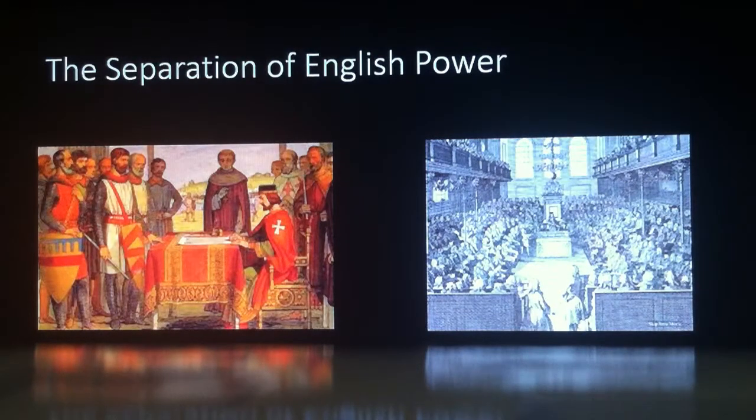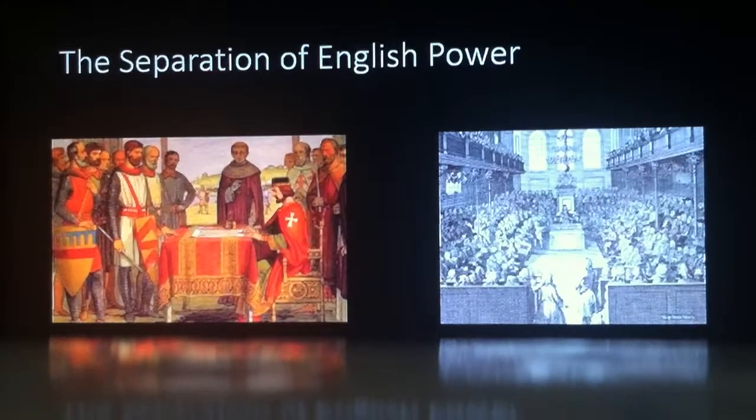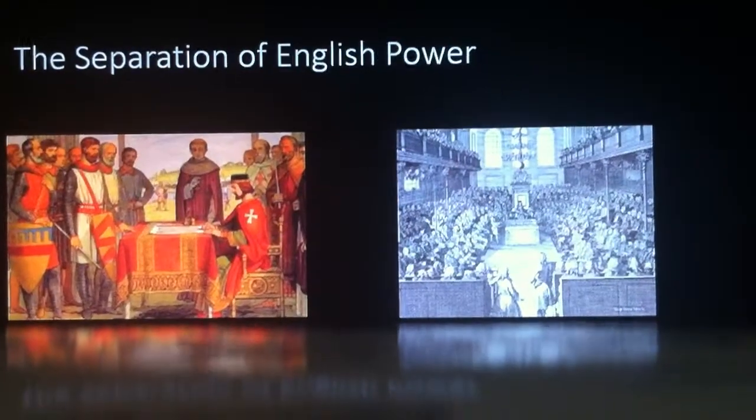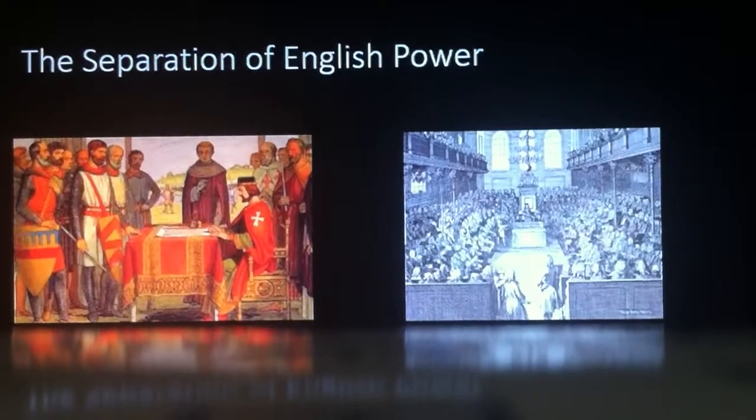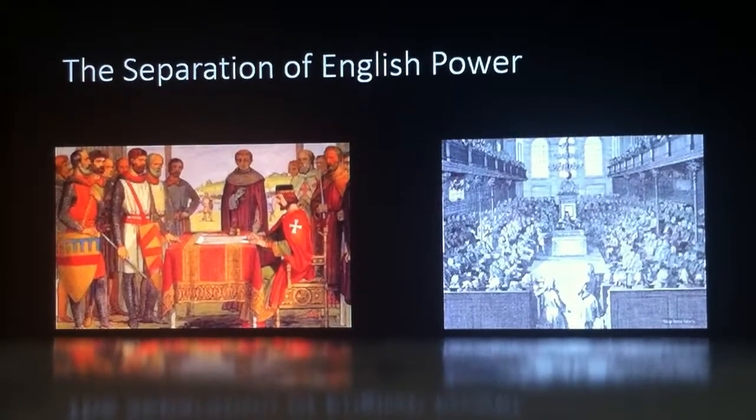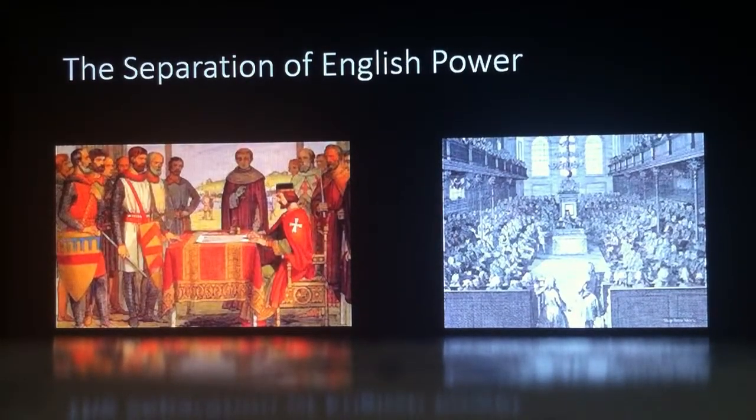The separation of English power. England has always had a parliament and a king or queen. Parliament consists of the House of Lords and the House of Commons. The House of Lords were wealthy noblemen who owned vast areas of land in England. The House of Commons were common civilians of England who represented their towns.